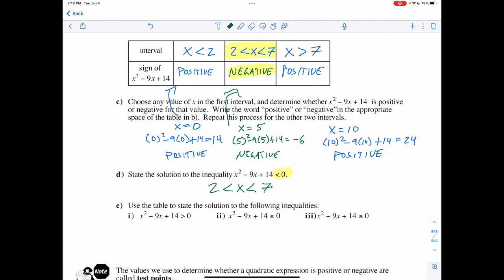If I use the same table in order to state the solution for the other inequalities here, when would this be greater than 0? Well, it's greater than 0 when it's positive, and it's positive here and here, which means that it's going to be positive when x is less than 2 or x is greater than 7.